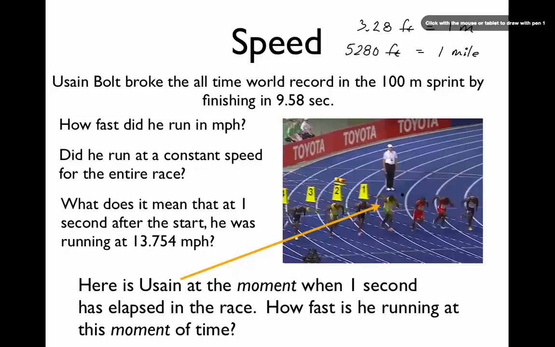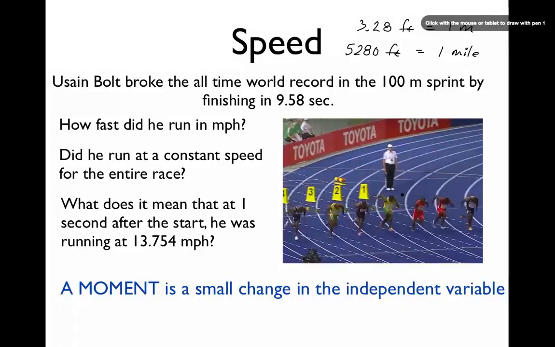So let's see the blur. Let's get a little change in time. Now we can talk about that he's actually going 13.754 miles per hour. So when we say, what does it mean that at 1 second after the start he was running this fast? We have to consider a small change in time to make sense of that. And that's what we're going to call a moment. So a moment is a small change in the independent variable. A moment is a small change in the independent variable. And we need that to make sense of rate of change or speed.